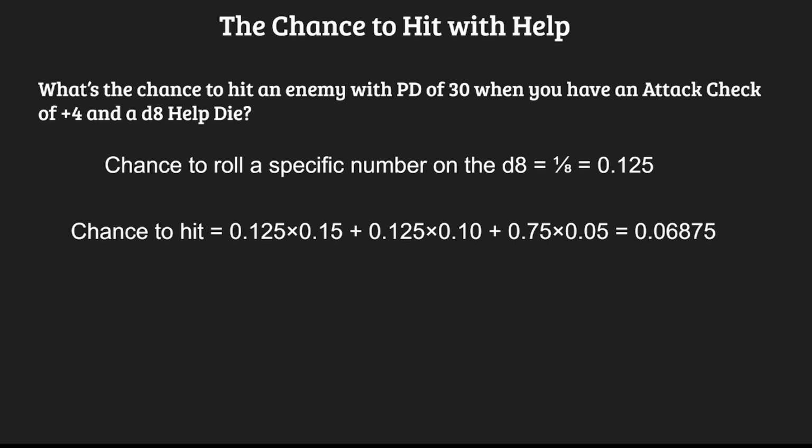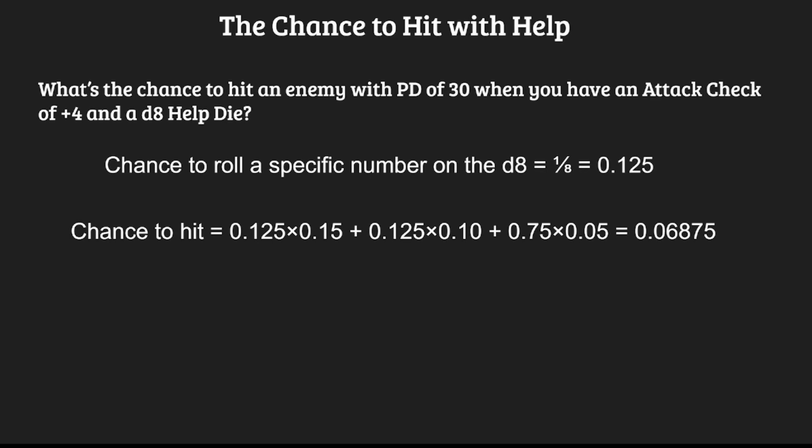So the chance to roll a specific number on a D8 is 1 over 8, right? Whenever you're rolling a die with no advantage or anything weird, the chance to roll any specific number on it is 1 over the number of sides on the die. So for a D8, it's 1 over 8. For a D6, it's 1 over 6. For a D4, it's 1 over 4. In the case of a D8, 1/8 is also 0.125 in decimal form.